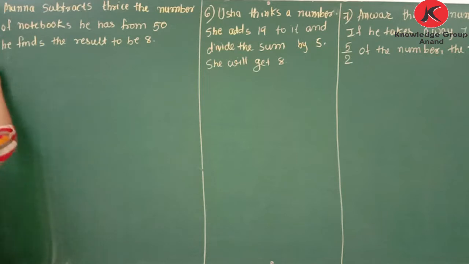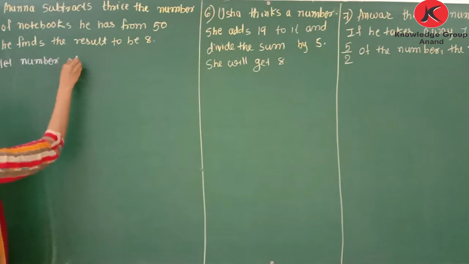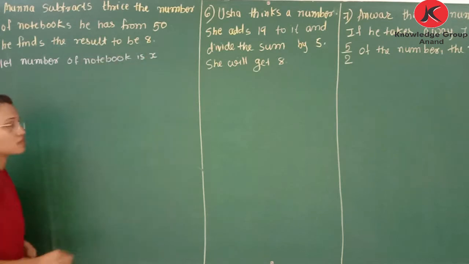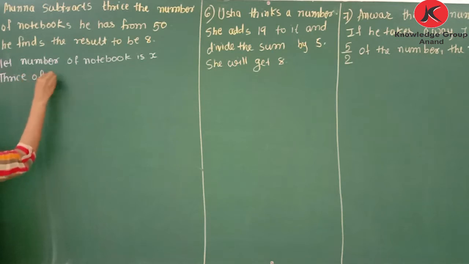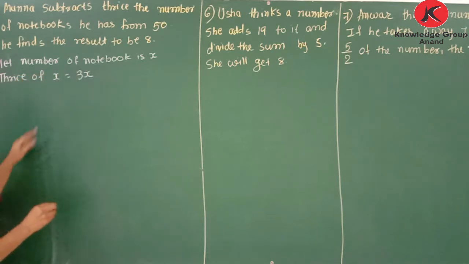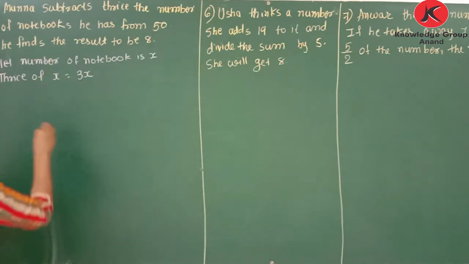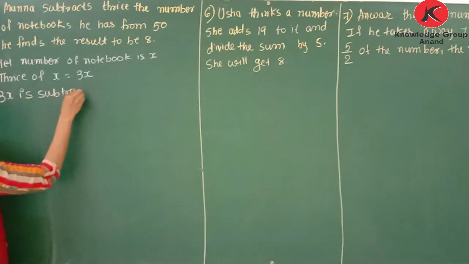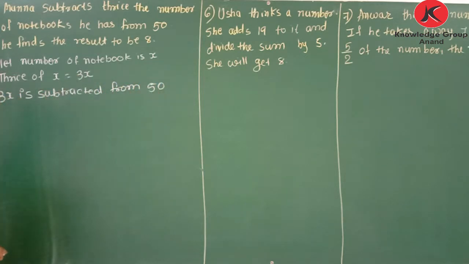So let the number of notebooks be x. Thrice the number of notebooks, thrice of x, that is 3x. It is subtracted from 50, means 3x is subtracted from 50. Means 3x has to be subtracted from 50. That's why you can write this as 50 minus 3x.